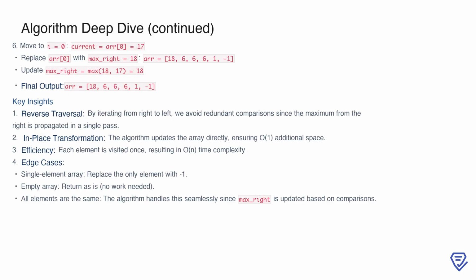A few key insights emerge from this process. First, reverse traversal allows us to propagate the maximum value in a single pass, avoiding redundant comparisons. Second, the transformation is done in place, modifying the input array directly and ensuring O(1) additional space usage. The algorithm is also highly efficient, as each element is visited only once. Additionally, it handles edge cases seamlessly, such as replacing a single element array with -1, returning an empty array as is, and correctly processing arrays with all identical elements.